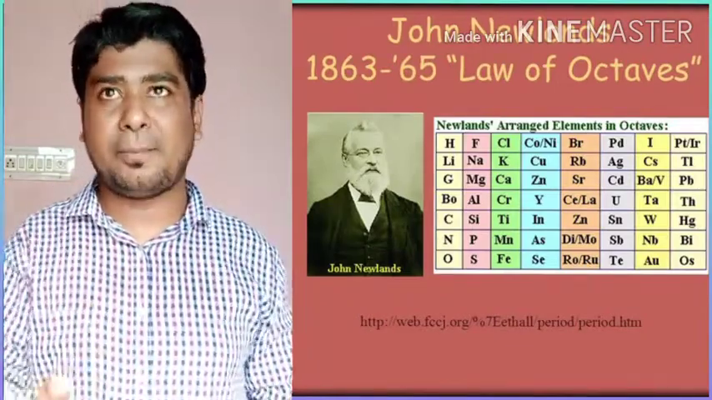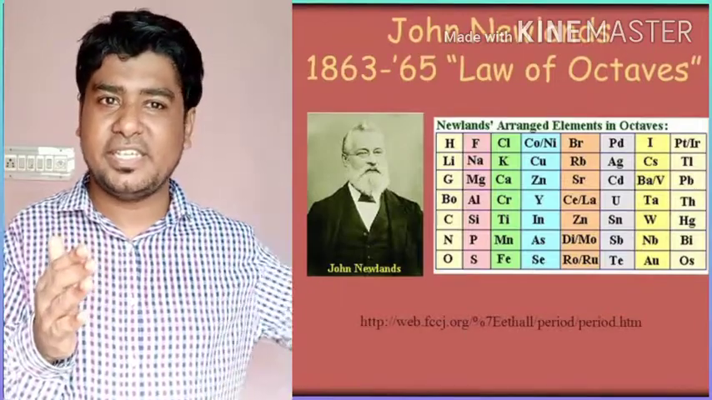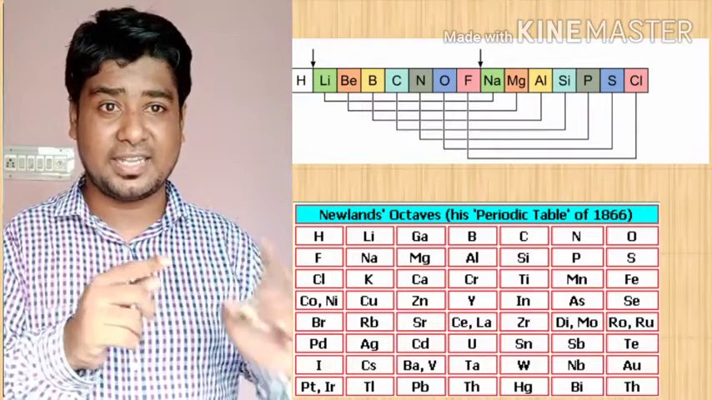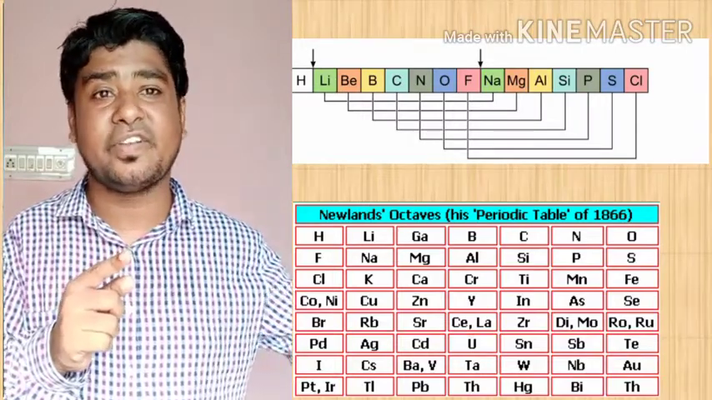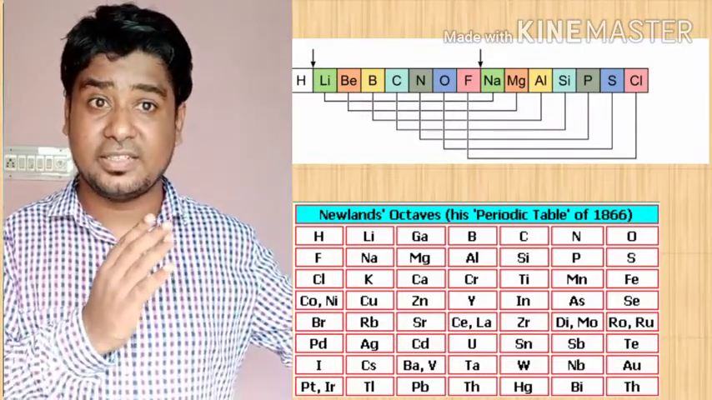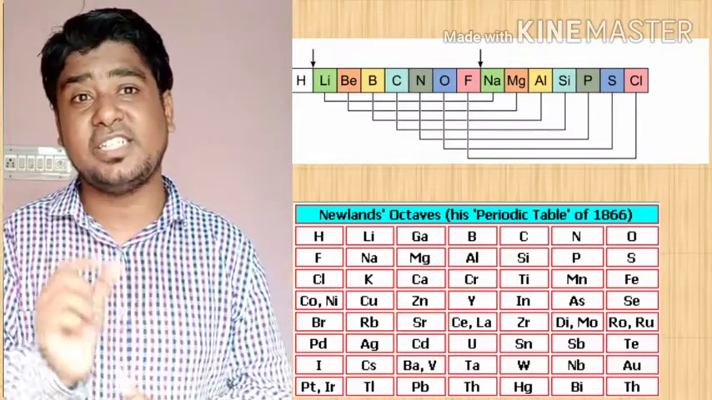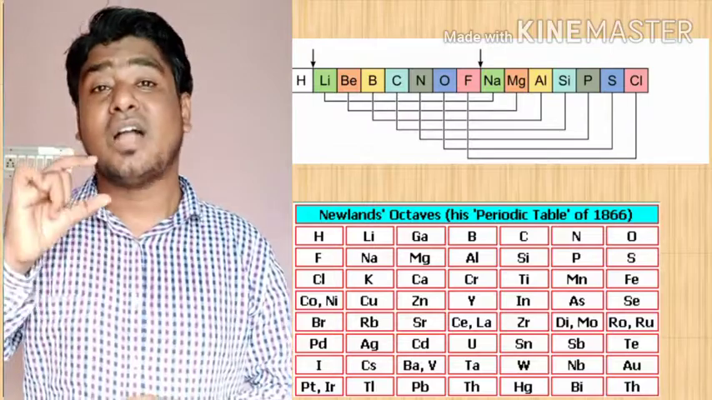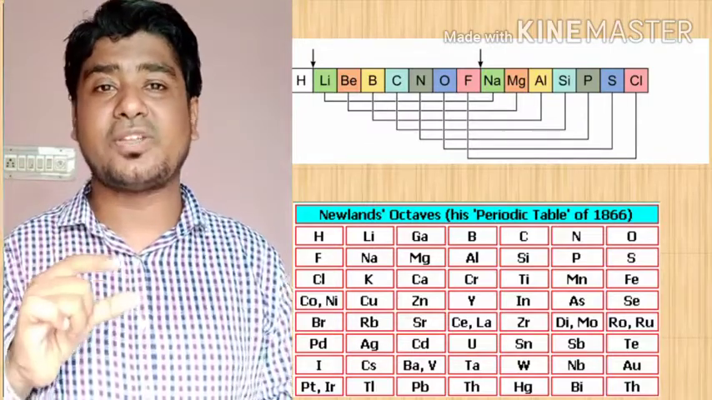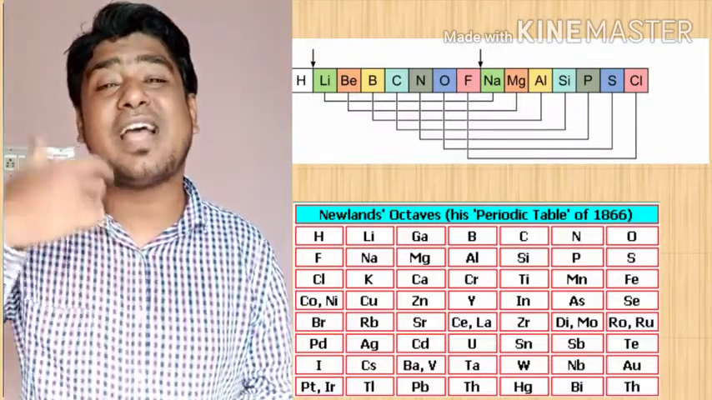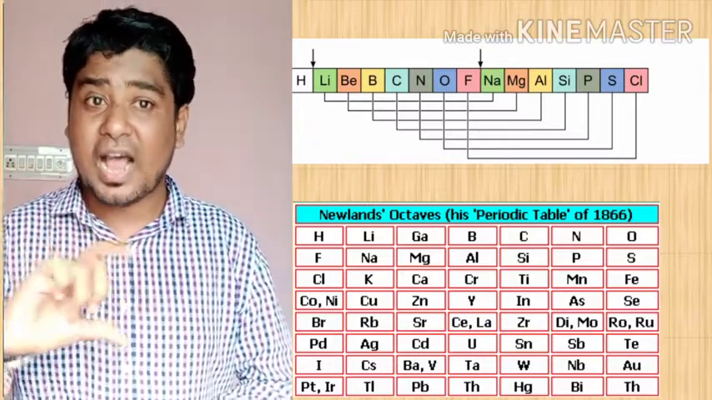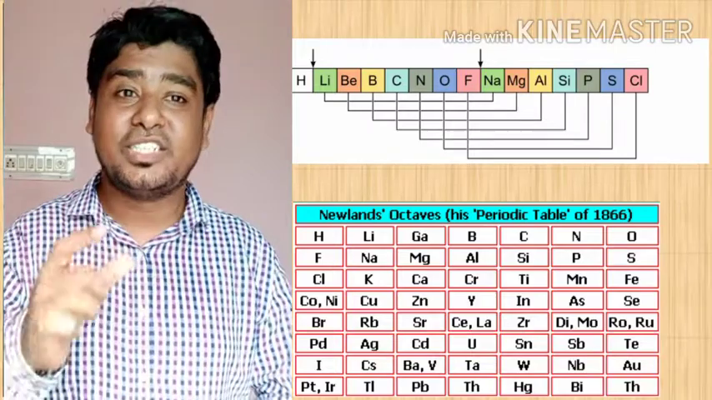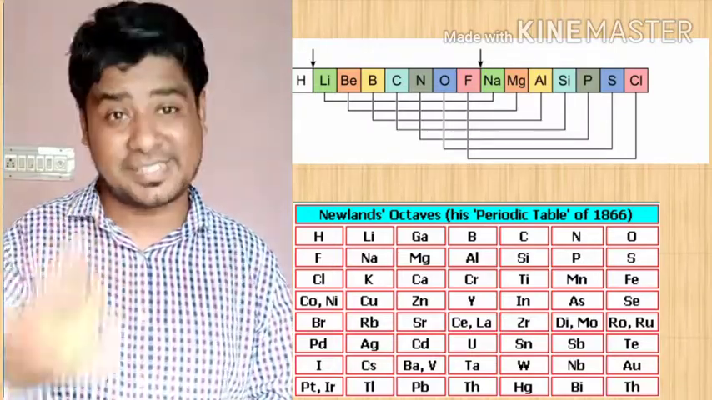So 8 elements. Suppose A, B, C, D, E, F, G, and so on. These are the elements. So A is 1, B is 2, C is 3, like that. A, B, C, D, E, F, G. Okay, this is 7. After that, H is the 8th element. So H being the 8th element, according to Newland's law of octaves, it should have similar properties as A. Then I should have similar properties as B. J should have similar properties as C.